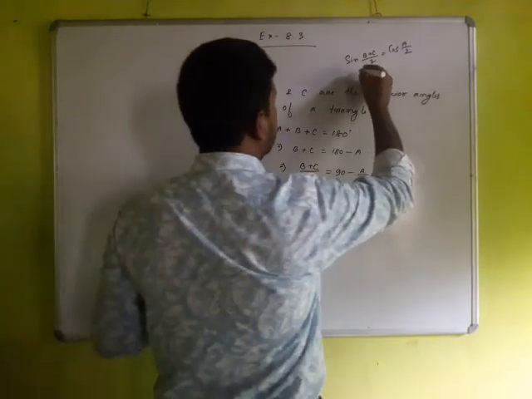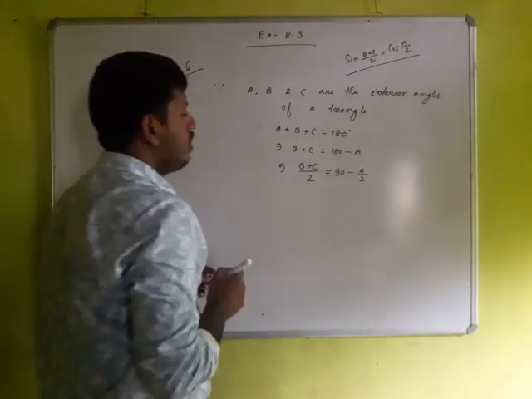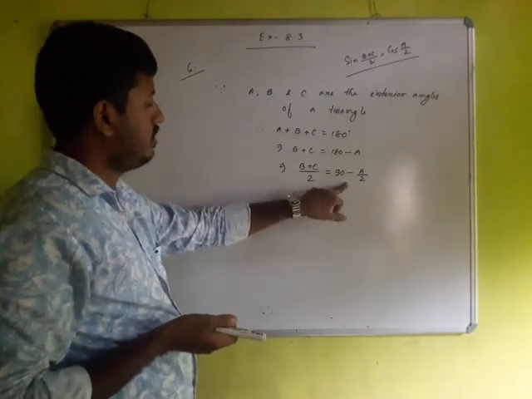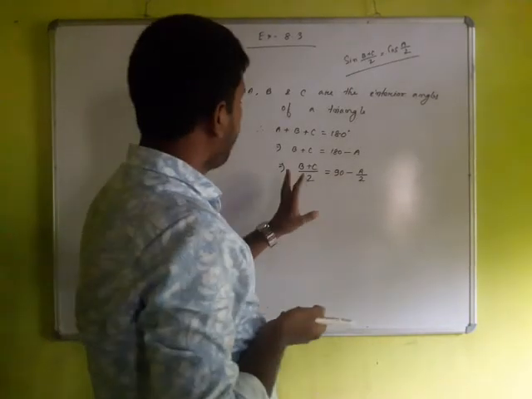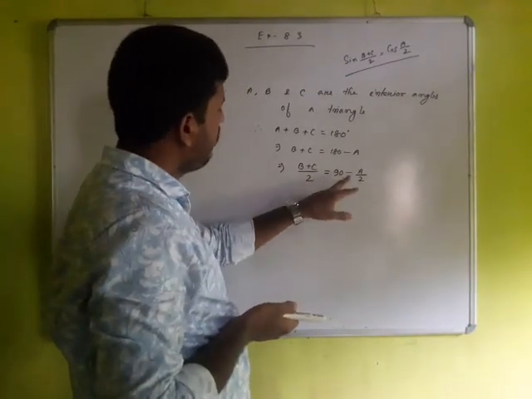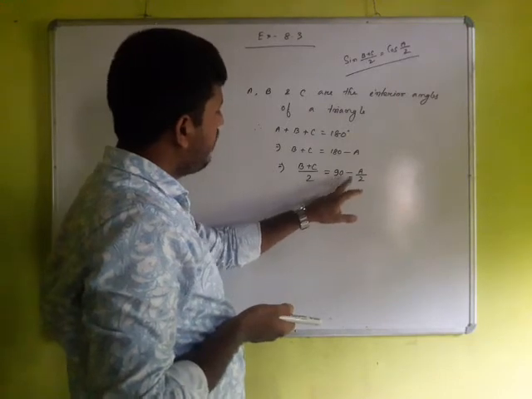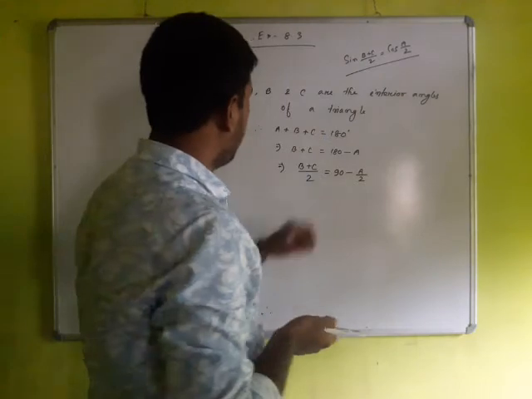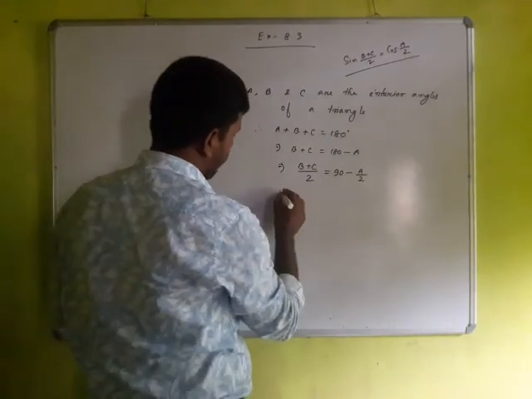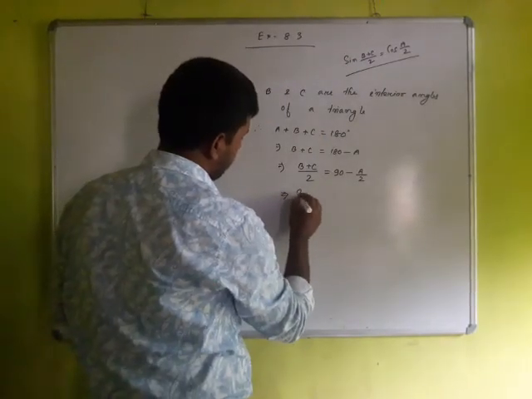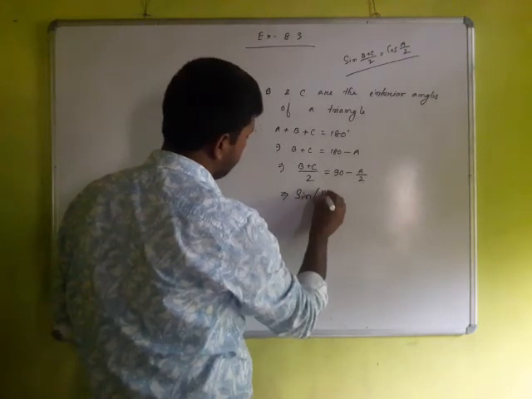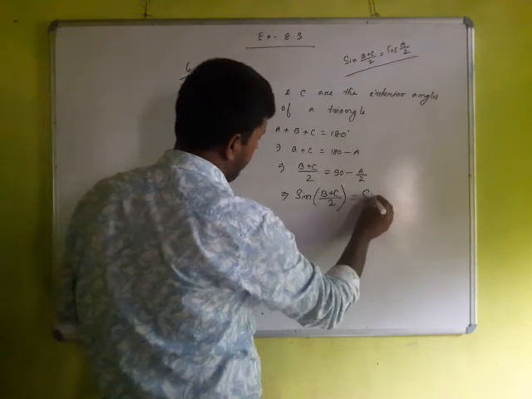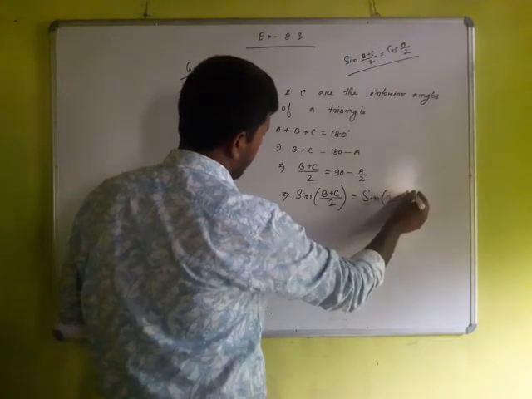To get sin((B plus C)/2) equal to cos(A/2), we have to take the sine ratio on both sides. Why the sine ratio? If we take the sine ratio on both sides, then there is the formula sin(90 minus theta) equals cos theta. Then this answer will come. So we have to take the sine ratio on both sides. It is sin((B plus C)/2) is equal to sin(90 minus A/2).